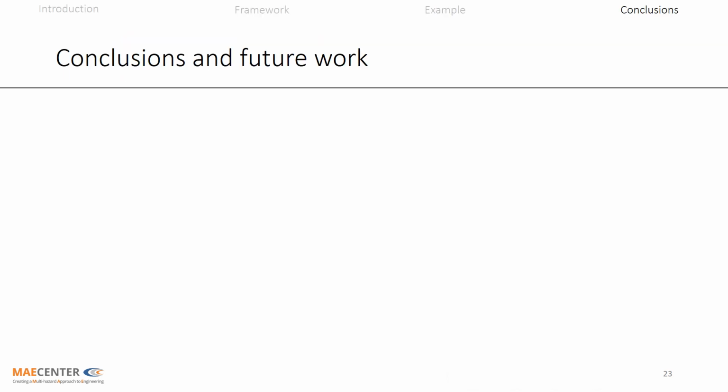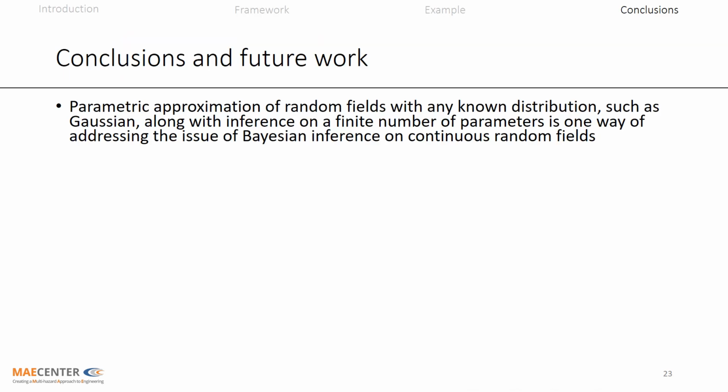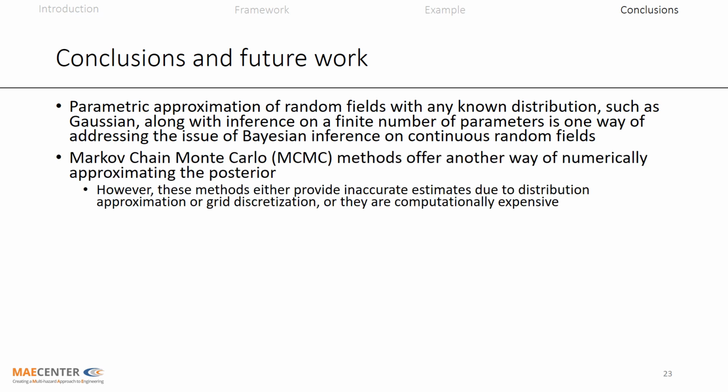So to conclude, a parametric approximation of random fields with any known distribution such as Gaussian, along with inference on a finite number of parameters, is one way of addressing the issue of Bayesian inference on continuous random fields. MCMC methods offer another way of numerically approximating the posterior. However, these methods either provide inaccurate estimates due to distribution approximation or grid discretization, or they are computationally expensive.